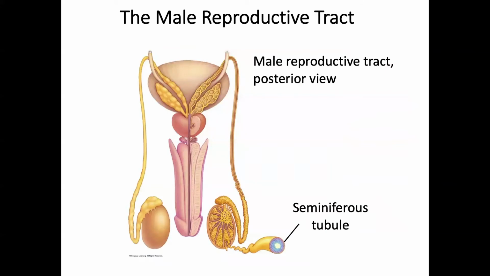This is a posterior view of the male reproductive tract. Notice that many of these structures are paired, meaning they have two units. And also inside the testicle, it is filled with tubule structures called seminiferous tubules. Okay, so this is the specific location for meiosis. Now let's watch a movie of spermatogenesis to understand in detail how sperm is developed.